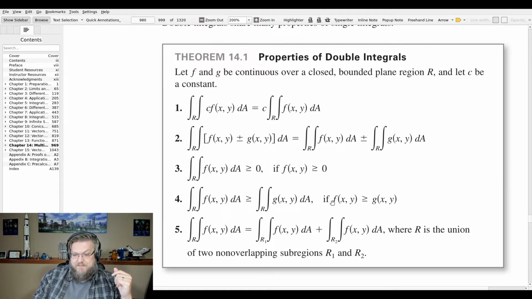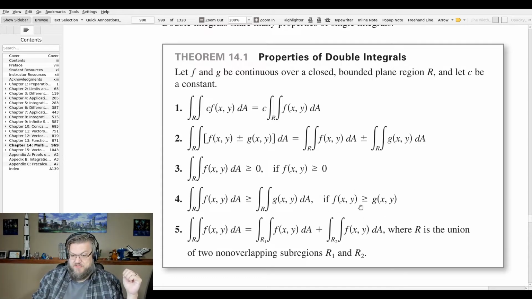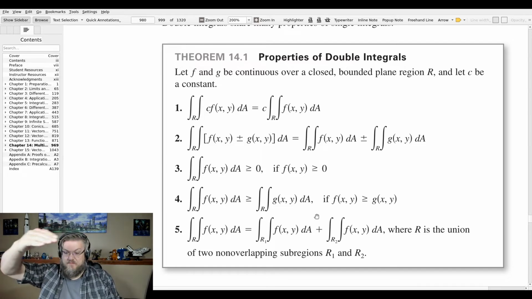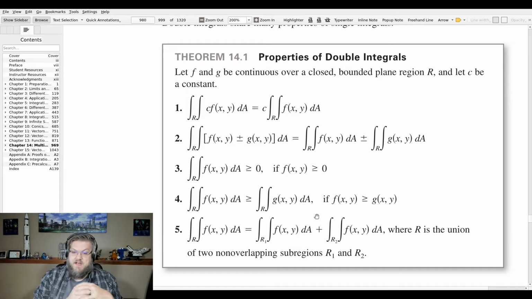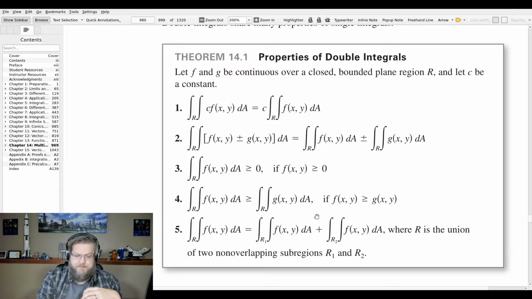Now, here we go. If one surface is always greater than or equal to another surface, so we have a top surface and some bottom surface, like this, then if we take the double integrals of both sides, the double integral of f is going to be greater than the double integral of g. You can probably see that: what would be the volume underneath the top surface versus the volume underneath the bottom surface? And so this is going to be a larger number than the double integral of the smaller. That is a property as well.